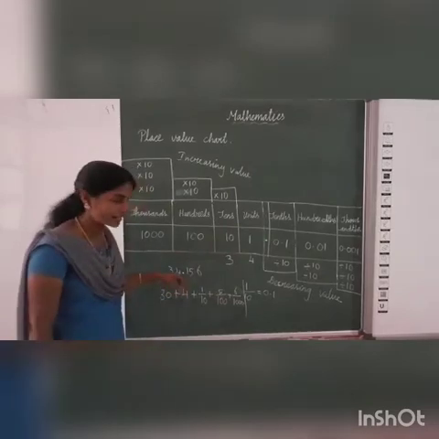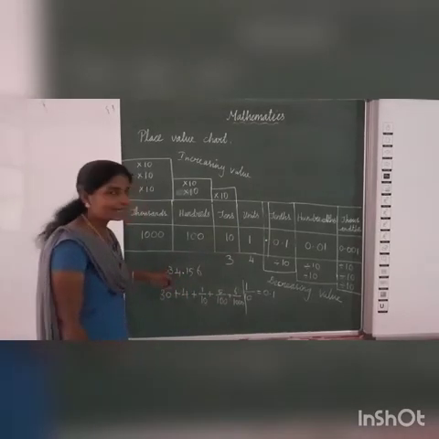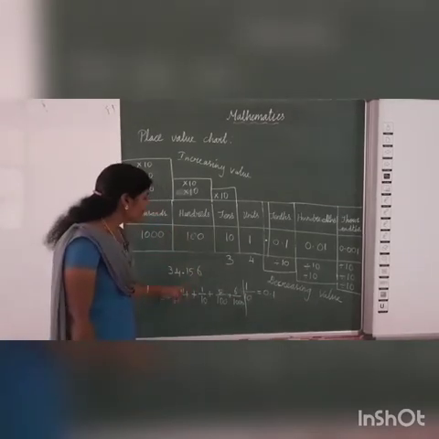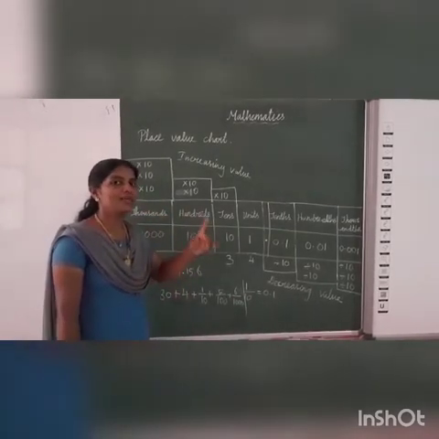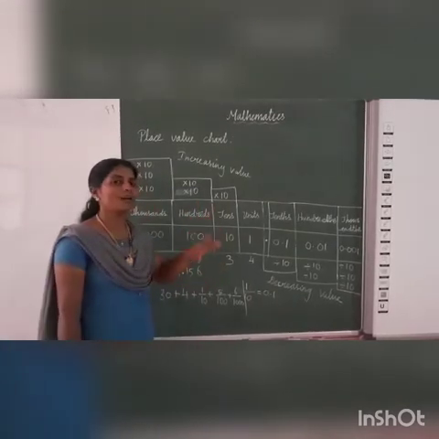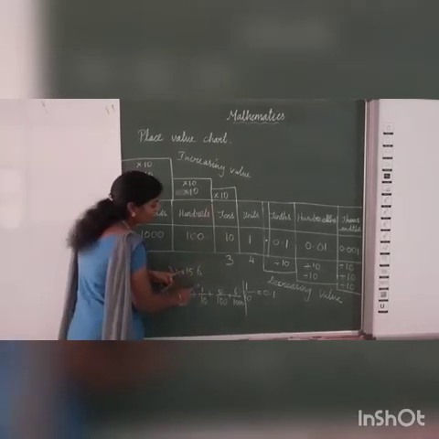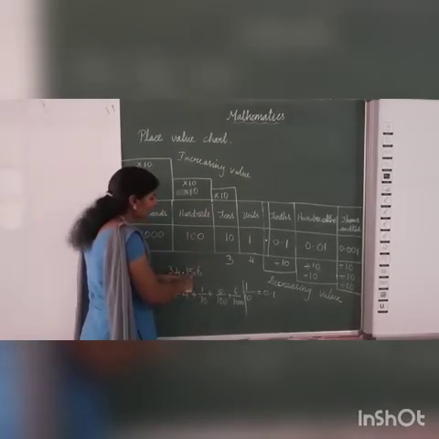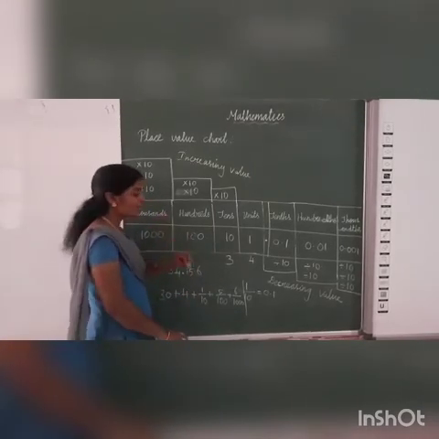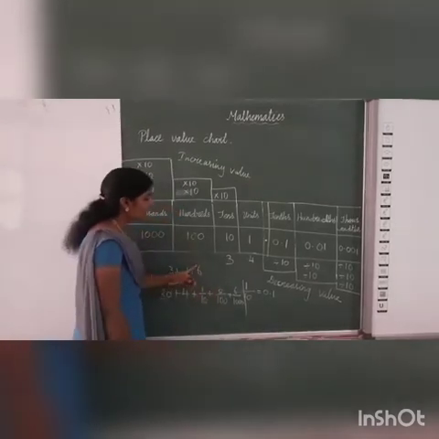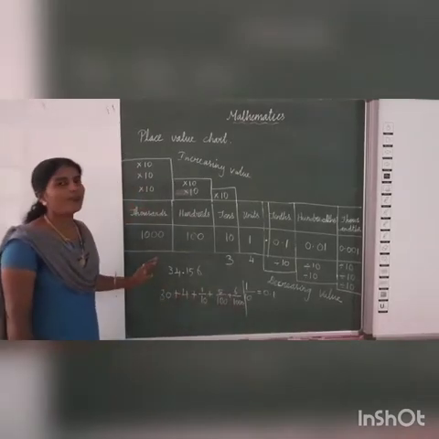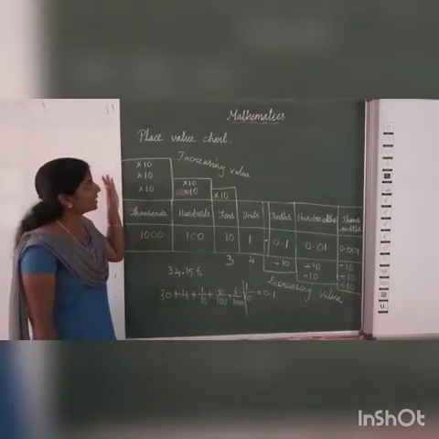How can we write in expanded form? 3 tens, so 30 plus 4 ones, so 4 plus 1 tenth. Tenth means 1 by 10. Hundredth means 1 by 100. Thousandth means 1 by 1000. Then hundredths place has 5 hundredths. So 5 by 100 plus 6 thousandths. So 6 by 1000. This is the expanded form. Clear about this place value chart?